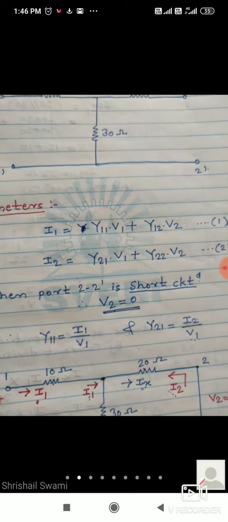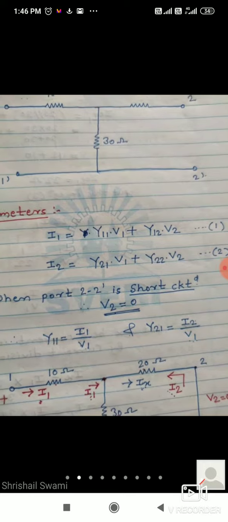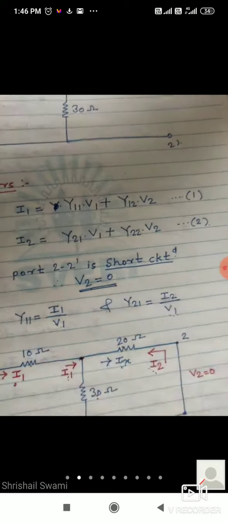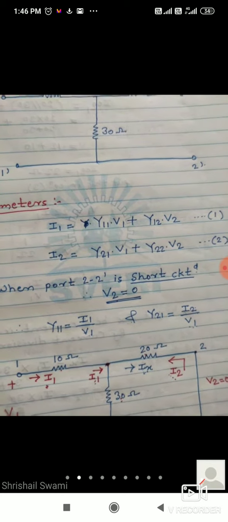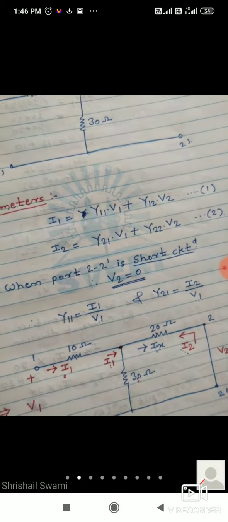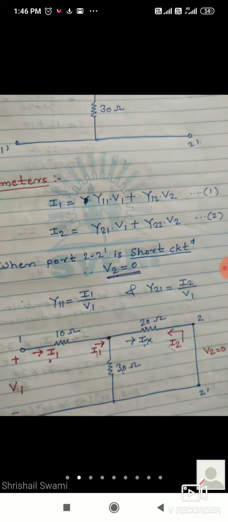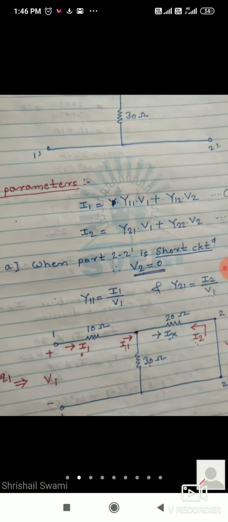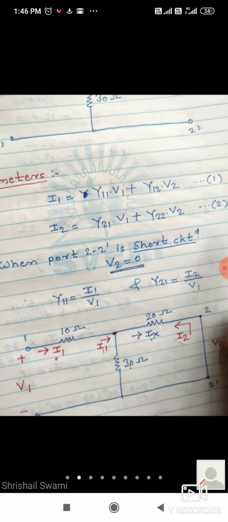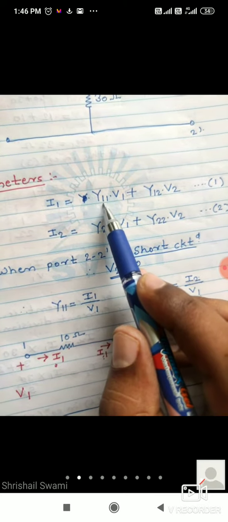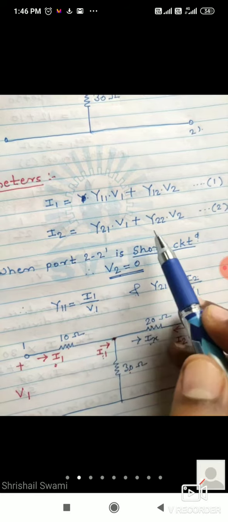So I1 is equal to y11 into v1 plus y12 into v2. Now I2 is equal to y21 into v1 plus y22 into v2, whereas v1 and v2 are the independent variables, and I1 and I2 are the dependent variables. So give the equation numbers 1 and 2. We have to find out y11, y12, y21 and y22.